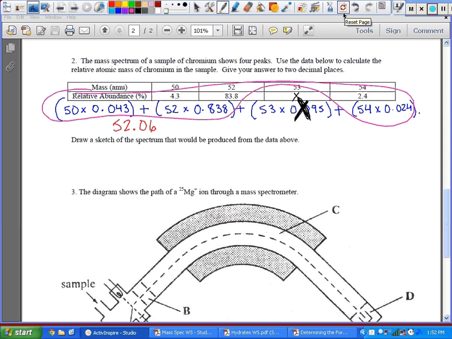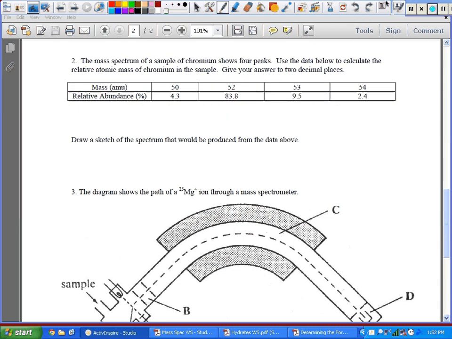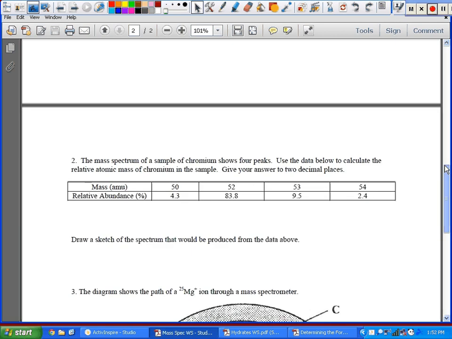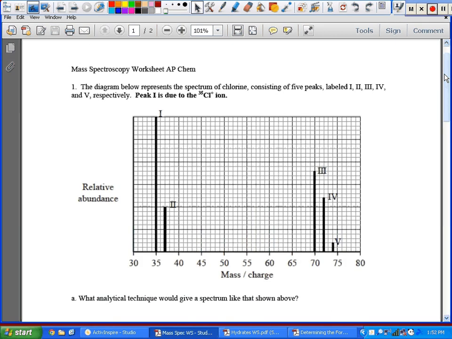All right, now, here's what I want you to do. Draw a sketch of a spectrum that will be produced from the data above. Just try to draw a sketch. What do you mean by that? All right, draw a sketch of the spectrum. This is a spectrum. Try to recreate. All you have to do is draw an XY coordinate. Just draw it on the page below.